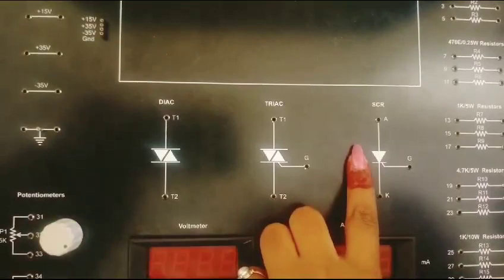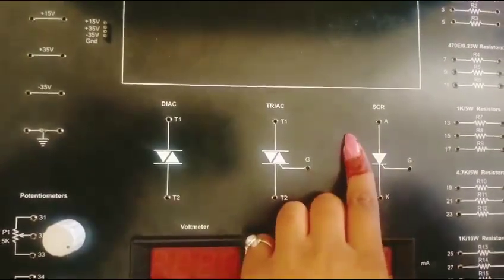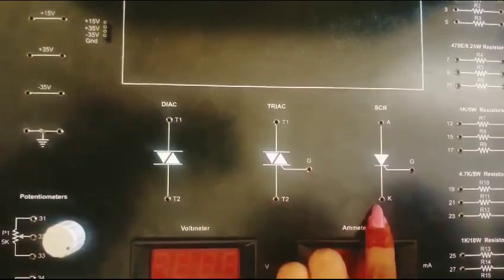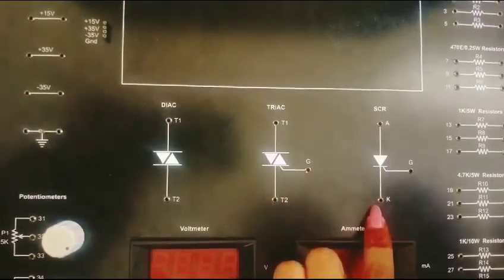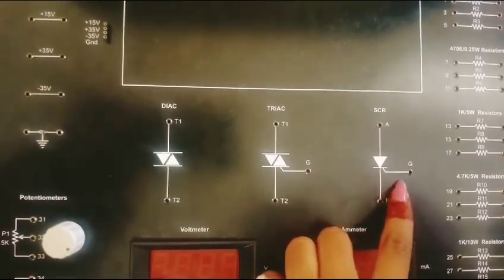This is the symbol of the SCR. There are two terminals of the SCR, the anode and the cathode. There is one diode in the SCR, connected to the gate.